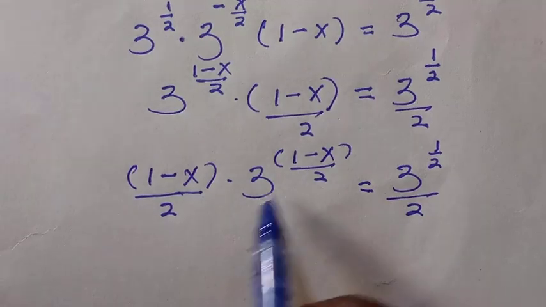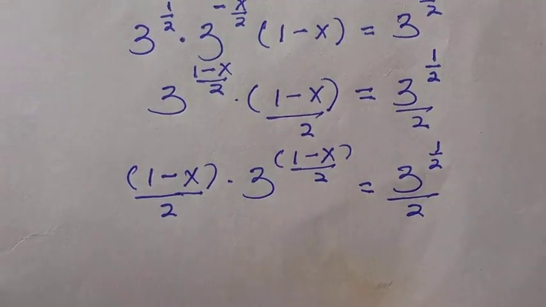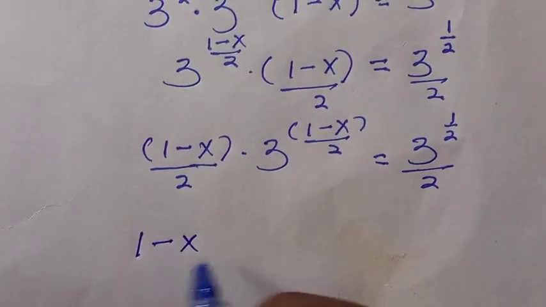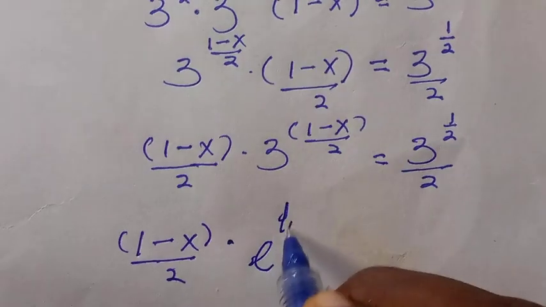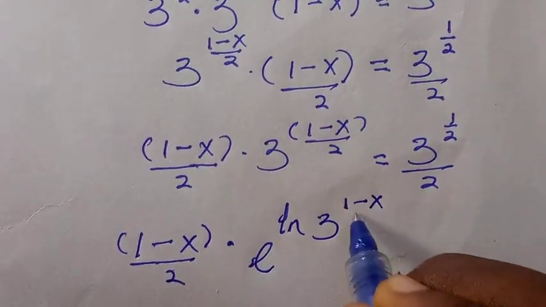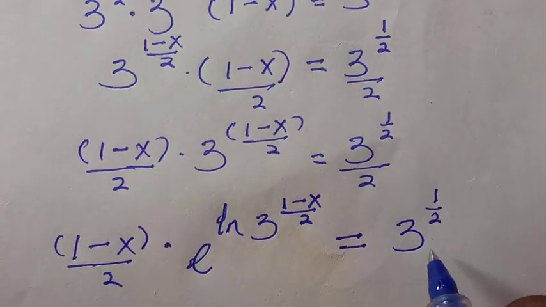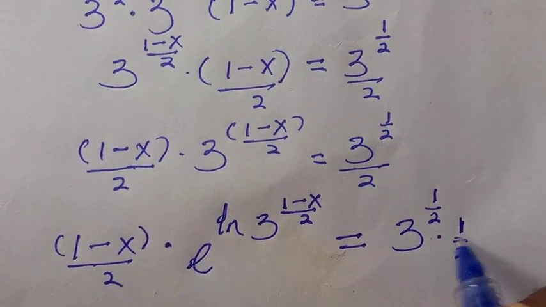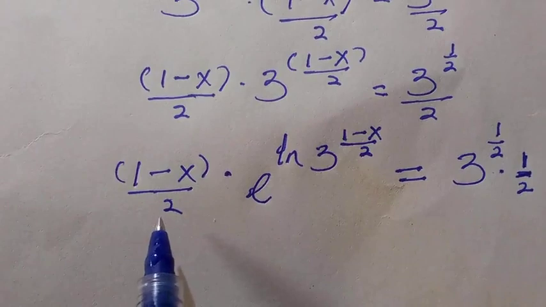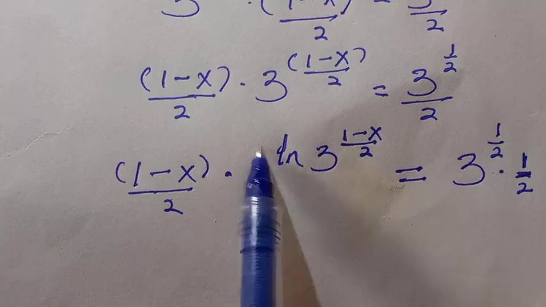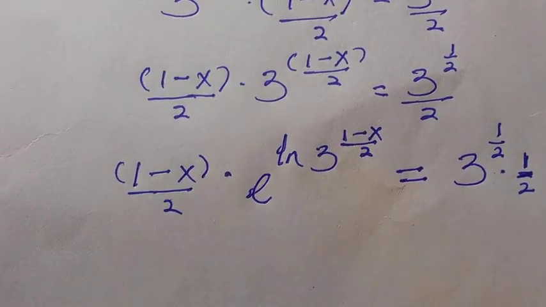Again, this 3 to the power of (1 minus x) over 2, we introduce exponential and ln to this. And we have (1 minus x) over 2 multiplied by exponential of ln 3 to the power of (1 minus x) over 2 equals 3 to the power 1 over 2 multiplied by 1 divided by 2. And so what is missing here is ln 3. So when we transfer this (1 minus x) over 2 to the back of the ln, the only thing that is missing here is ln 3, which means we multiply ln 3 throughout this.